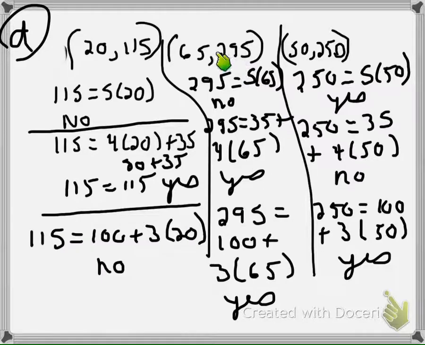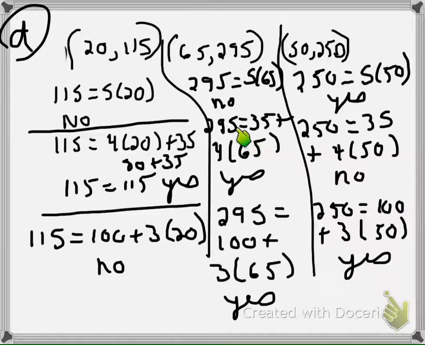Now I'm repeating that with a new point up here. 295 is the cost and 65 is the people. So in the first equation I put 295, the cost, is equal to 5 times 65. And when I did 5 times 65 on my calculator, it's not 295. So then that means that the point 65, 295 does not lie on the equation for Rollaway Skates.